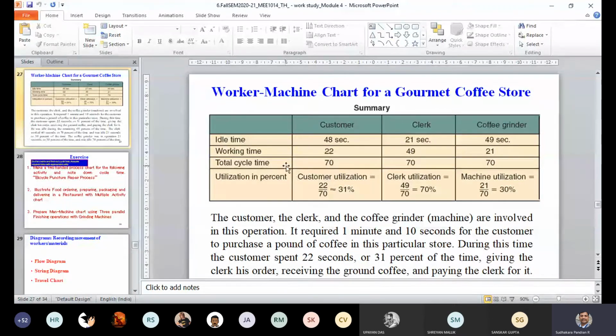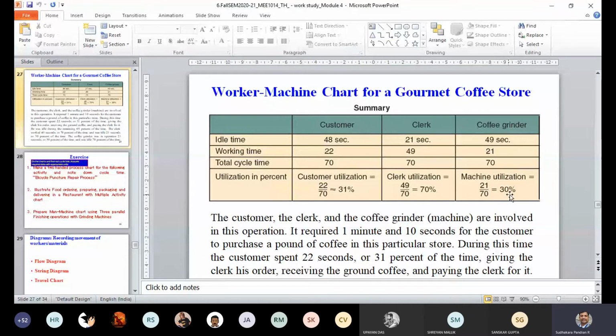Then the total cycle time for all of them is 70 seconds, because to get the product you need to wait for a total of 70 seconds. Okay. So utilization we are now calculating. Customer utilization: only 22 seconds he is working, the other time he is idle out of this 70. So 31% is working for this customer, whereas the clerk is working 49 out of 70, which is 70%.